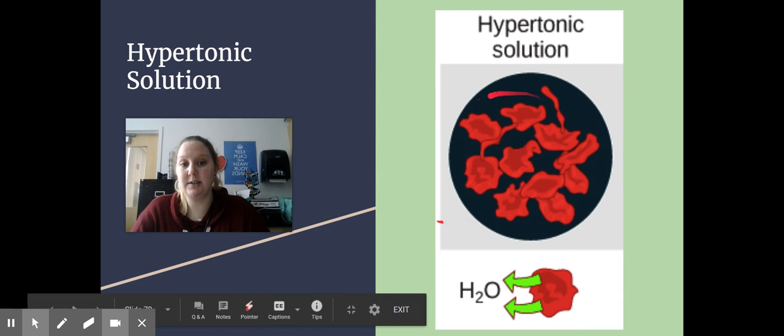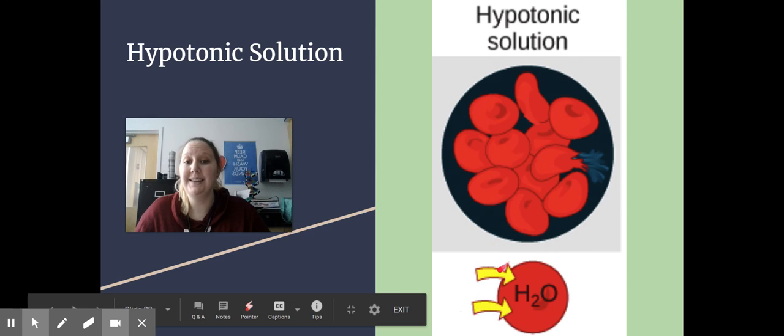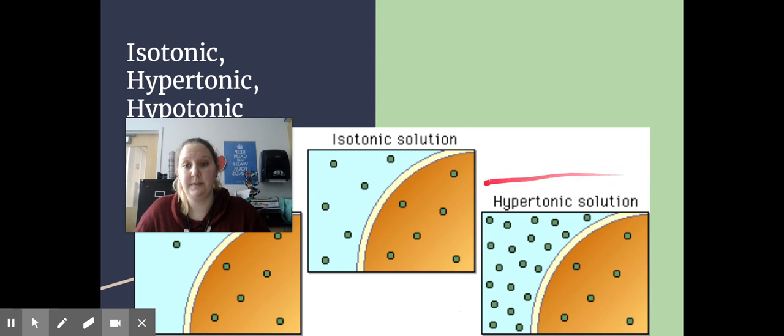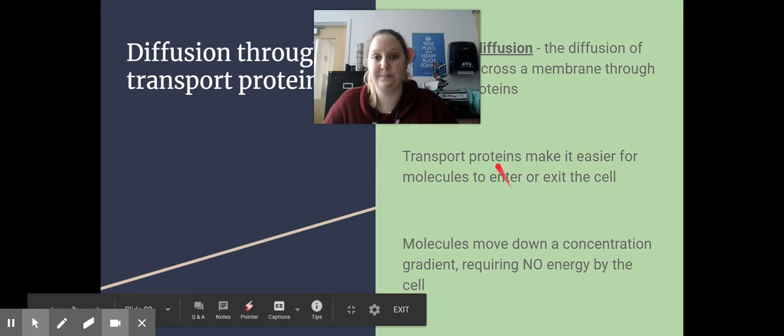In a hypertonic solution, those cells are shriveling because they are losing too much water. This can lead to diseases such as sickle cell anemia, blood clots, anything like that. And then in a hypotonic solution, the cell is gaining too much water that it will inevitably burst. Just again, hypotonic, not enough outside, too much inside. Isotonic is the same. Hypertonic, too much outside, not enough inside.